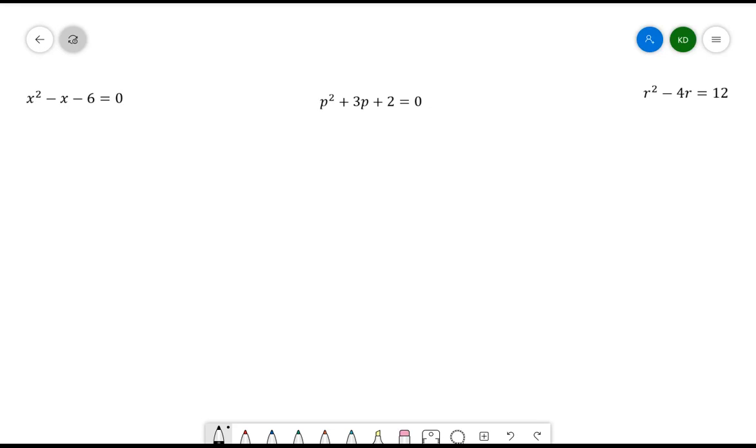Here are my three examples. What we're going to start with is x squared minus x minus 6 is equal to 0. First thing we need to do is factor this quadratic. So I'm going to find two numbers that multiply to negative 6. Those same two numbers need to add to negative 1. Again, they should always multiply to the c value and they should add to the b value. So the two numbers that will work here are negative 6 and positive 1.